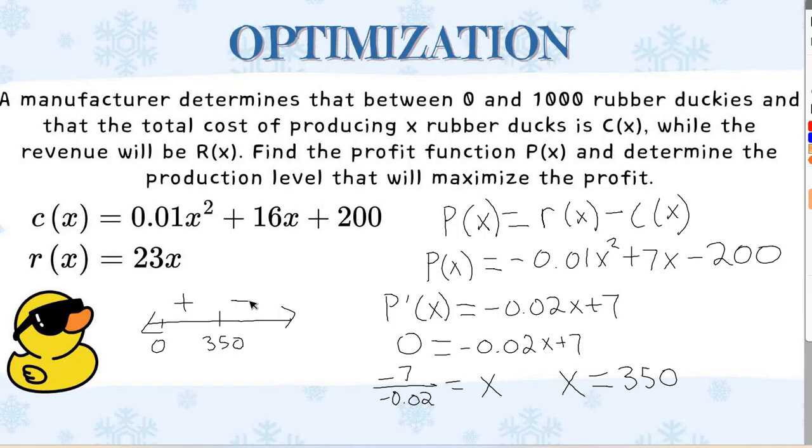But that's not quite my answer. The last thing that we would have to do is plug it back into our P. Because it asks us for, no, sorry, it just says determine the production level. So it doesn't actually ask us for what the profit would be. So the 350 is our production level, how many we would be producing. So that is my answer.